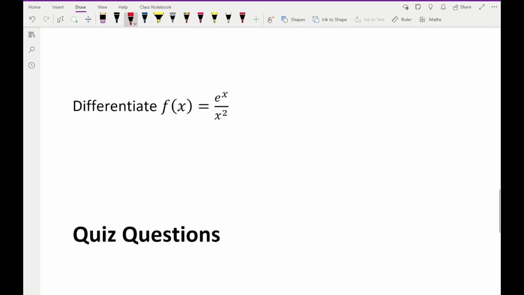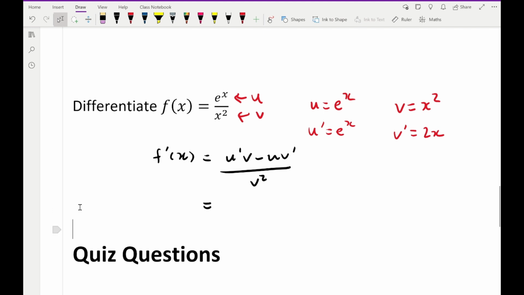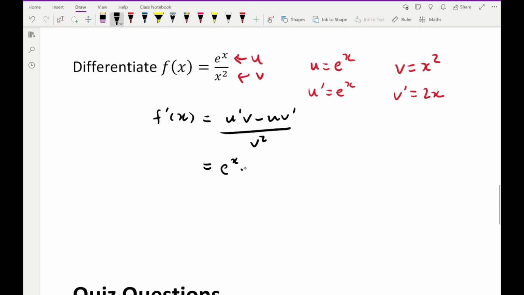All right, last one we'll do is a quotient rule, because we've got a fraction. So the top of the fraction is u and the bottom is v. All right, so u dash equals e to the x and v dash equals 2x. So we'll put it all in. f dash of x, according to the quotient rule, u dash v, take uv dash over v squared. So that's going to be e to the x times x squared, take e to the x times 2x, all over v squared, v being x squared.